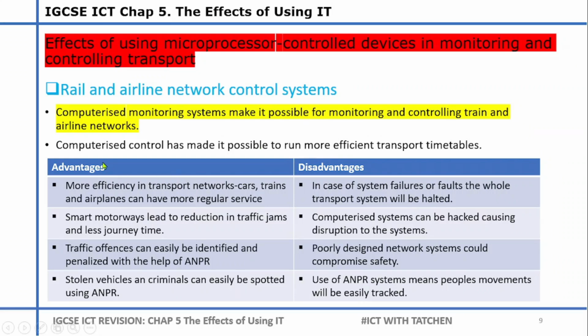So what are the advantages of using these devices for controlling airlines and railway lines? The first advantage is that it makes it more efficient for the transport network, cars, trains, and airplanes to run a regular service. Secondly, smart motorways lead to a reduction in traffic jams and less journey time. Traffic offenses can also easily be identified and penalized with the help of ANPR, automatic number plate recognition, as I mentioned earlier. They capture the offense and send you a mail with a fine. Also, stolen vehicles and criminals can easily be spotted using automatic number plate recognition. This is very important too.